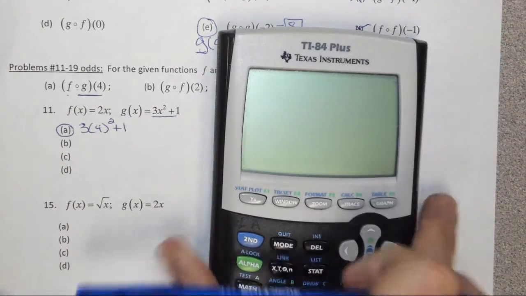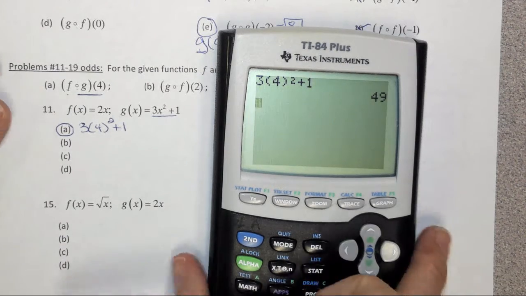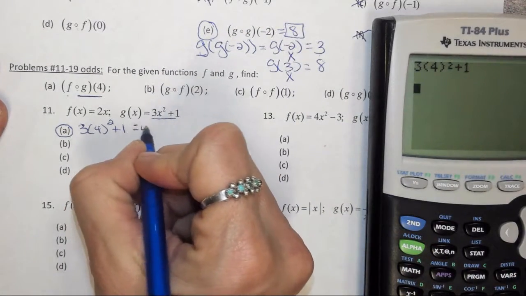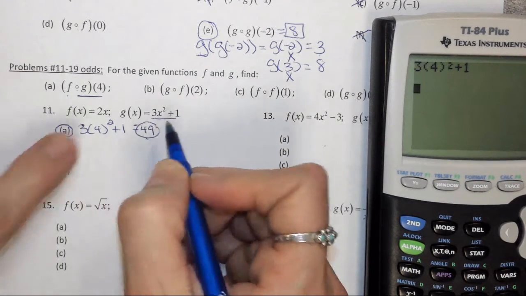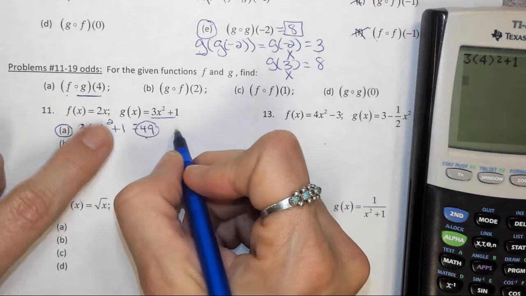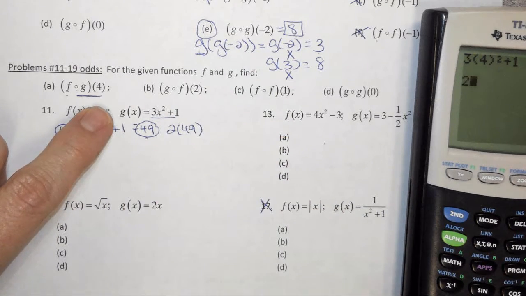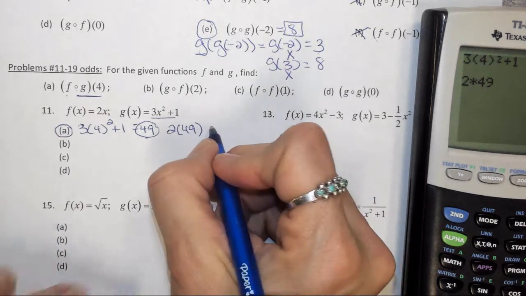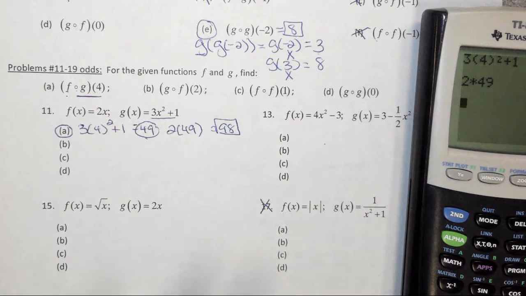And again, I told you you can use your calculators now. So we have 3 parentheses 4 squared plus 1. We get 49. And now I take the answer I just got and I plug it into the F function. So we're going to have 2 times 49. So 2 times 49 equals 98. That's how you do A.